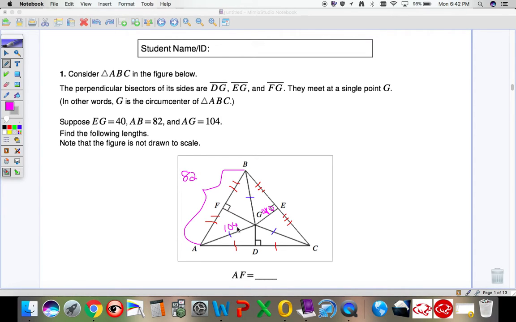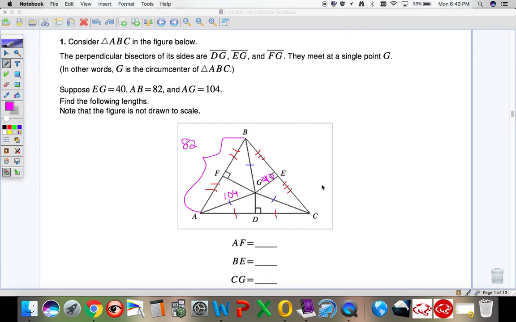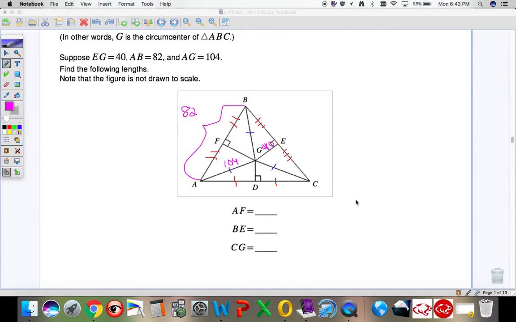And so now what we're going to do is find these following lengths. So, AF, that's this piece right here. Well, if you notice, these 2 pieces are the same. So if I were to call this X, then I know this over here is X. So what I know is that this piece plus this piece gives me the whole thing. Part plus part equals whole. So X plus X equals 82. So we'll have 2X is equal to 82.